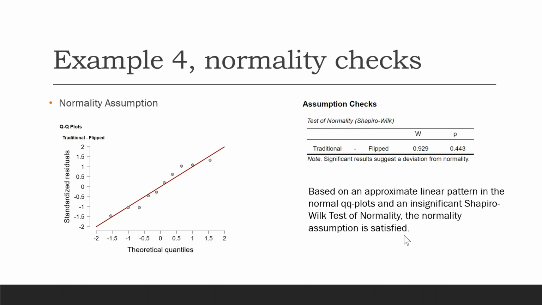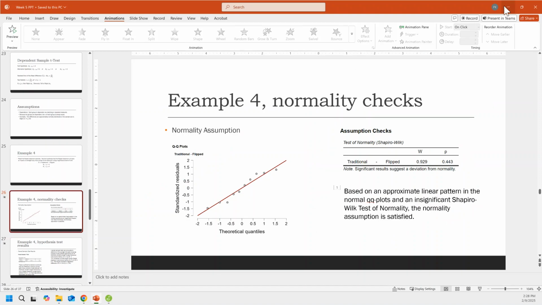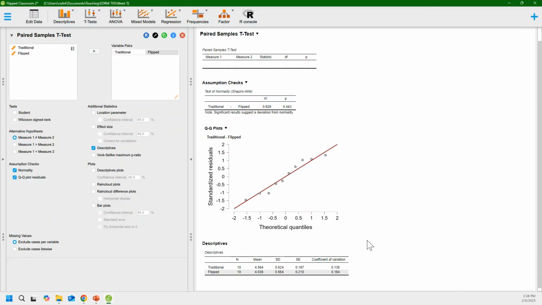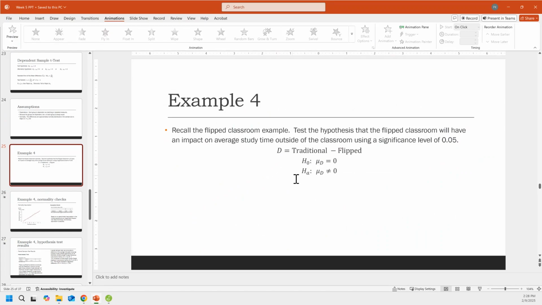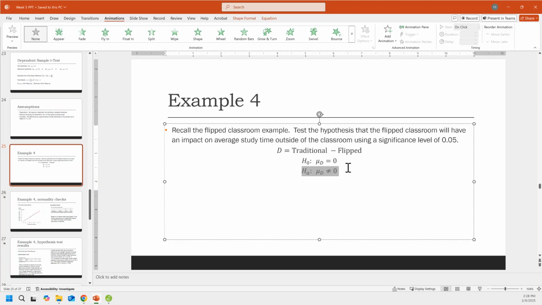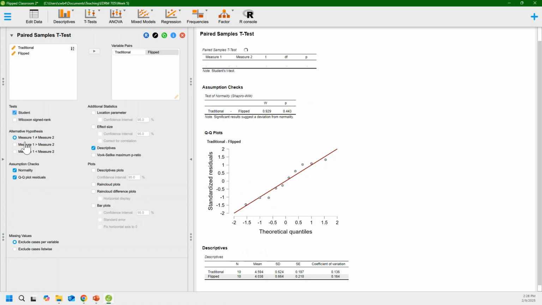And of course, we already know that our two samples are dependent because they are measurements from matched pairs, all right? So now I'm going to go to JASP. Let me make sure I remember what my null and alternative hypotheses were. We're going to use Student's t-test, and it's that the difference is not equal to 0. And notice it's giving me measure 1 does not equal measure 2.